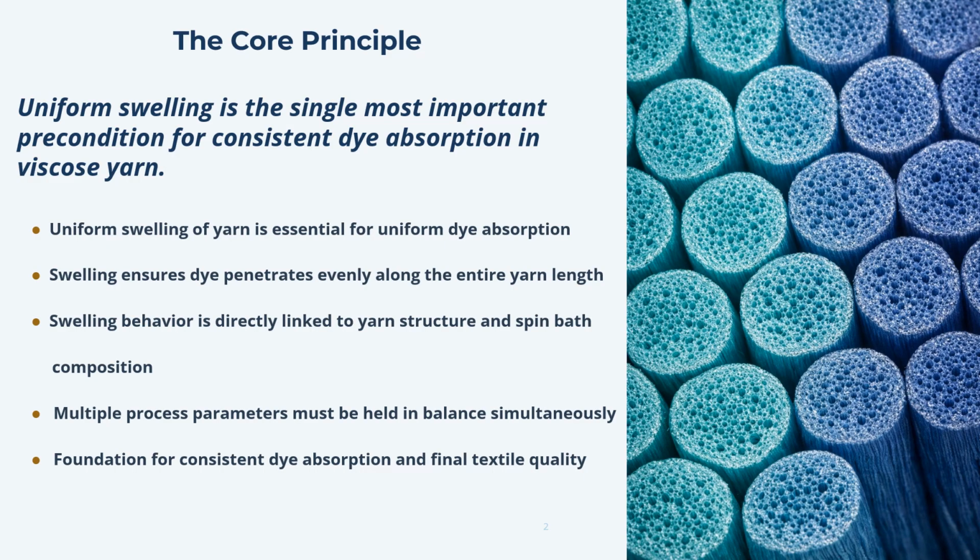Before discussing individual process parameters, it is important to understand the fundamental principle. Uniform swelling is the single most important requirement for achieving consistent dye absorption in viscose yarn. When all filaments swell uniformly, dye molecules penetrate evenly throughout the yarn structure, producing a uniform shade. If swelling varies from filament to filament, dye uptake also becomes uneven, resulting in visible shade variation.